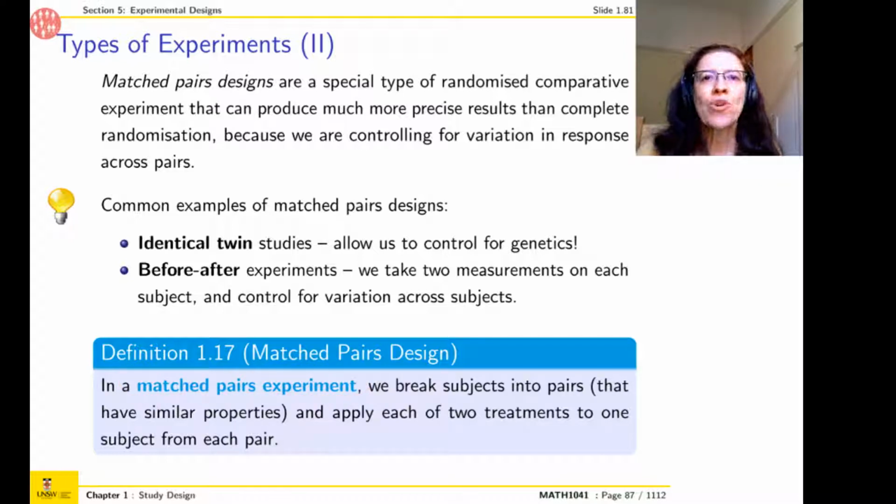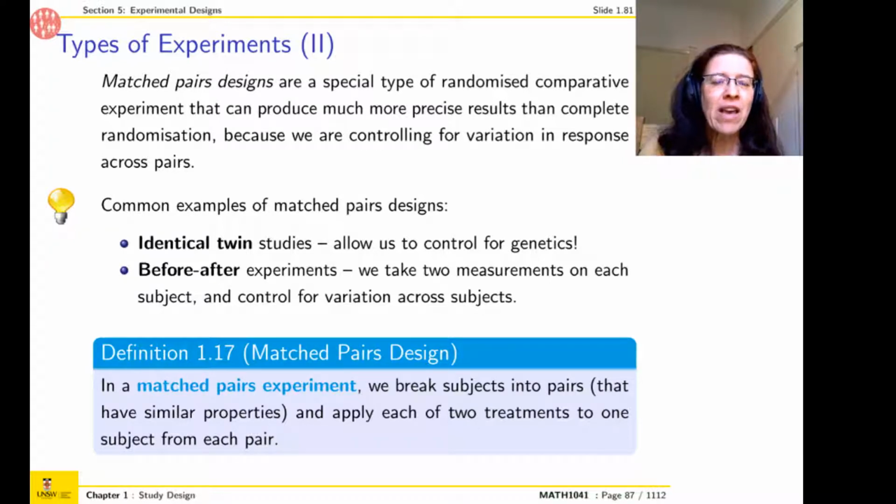Let's say you want to know if some drug works. So what you could do is take pairs of twins. And for example, for the first pair of twins, you give the treatment to one of the twins in that pair, and you give the placebo to the other one. And then you do that for several pairs of twins. And now if you want to compare what happens in the placebo group and in the treatment group, you really have control for the difference in genetics.